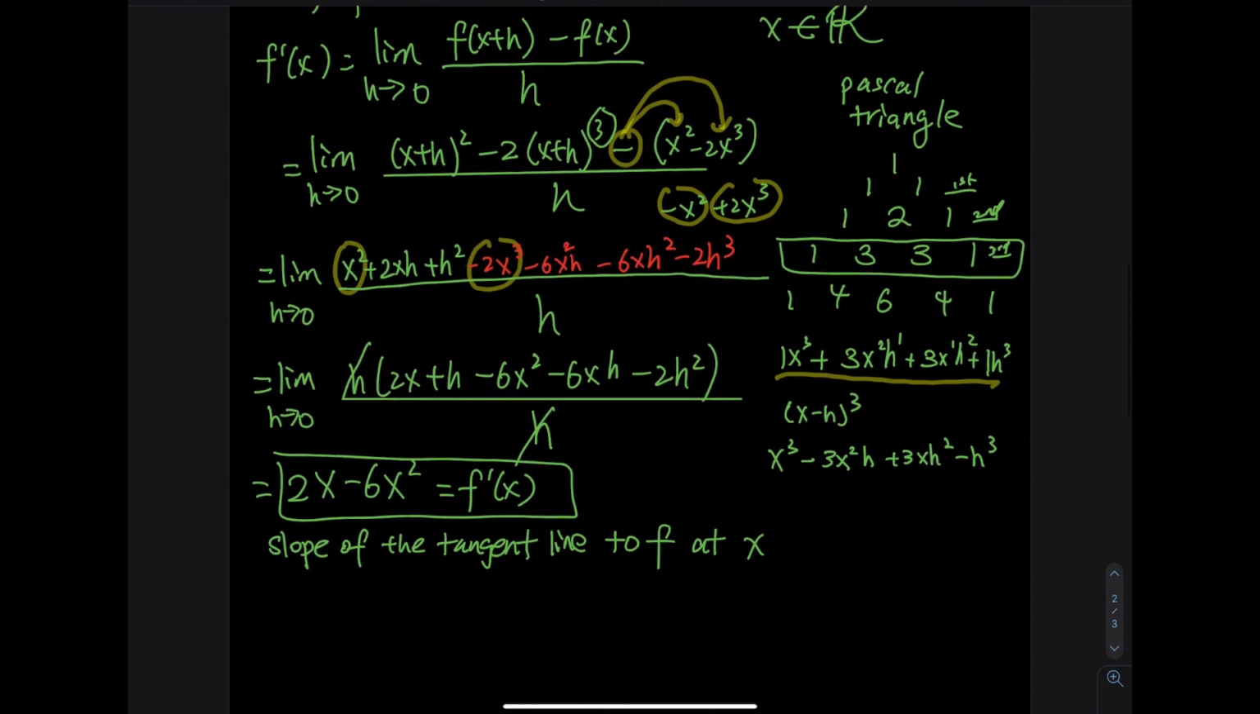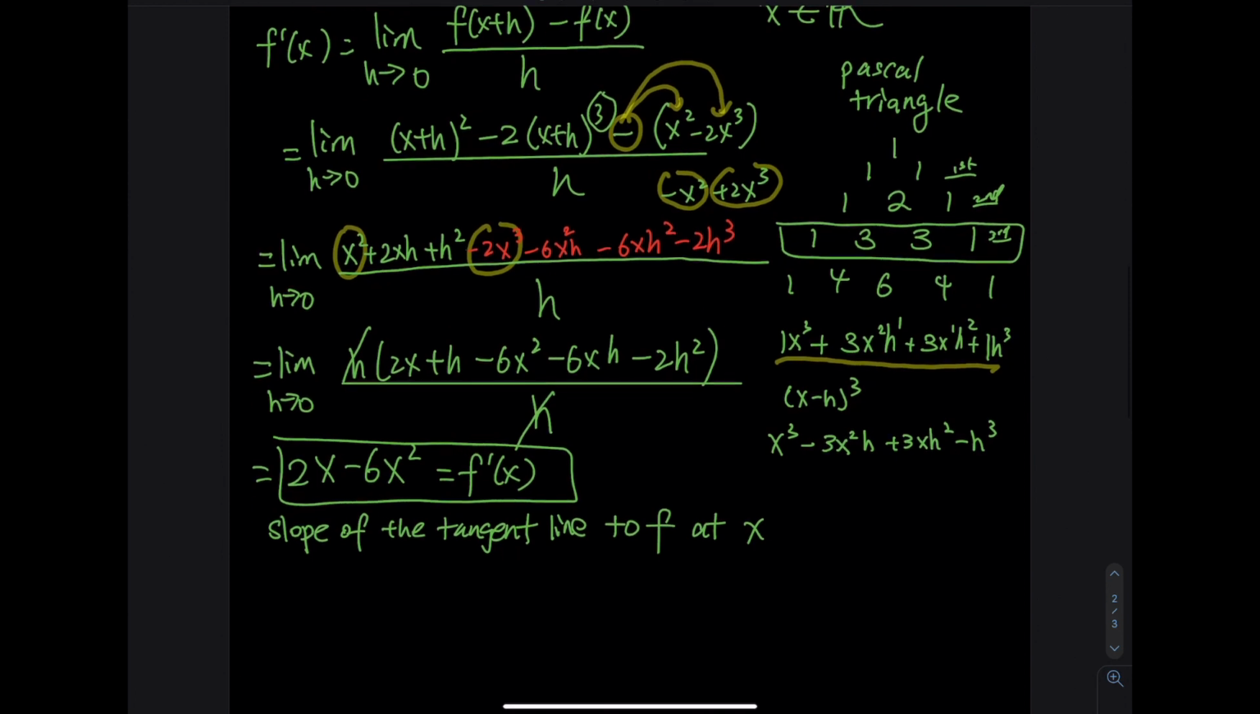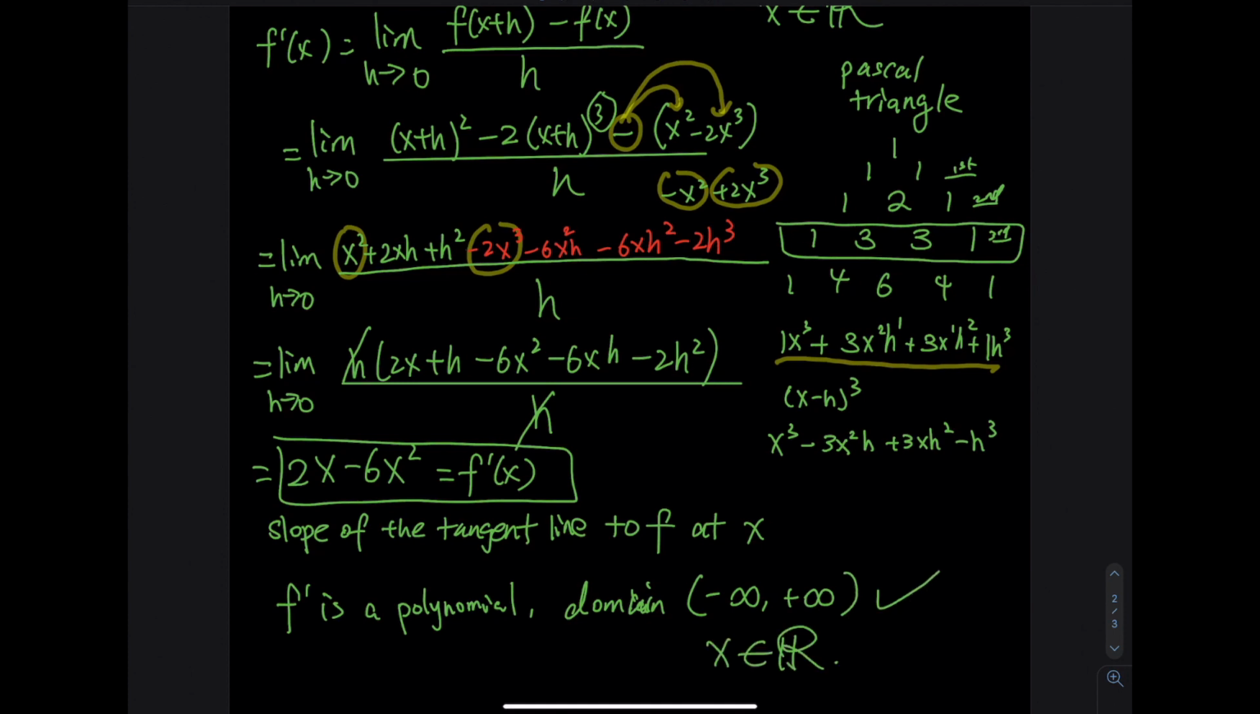And now, what is the domain of this derivative? So this is a second degree polynomial, right? So f prime is a polynomial, second degree. So the domain is, there are two different ways to write a domain, either negative infinity to positive infinity, or you say x is an element of all real numbers. I prefer to use interval. So that is how you find the slope of the tangent line to f at x using the limit definition. So that's the first problem. Let's take a look at the next one.